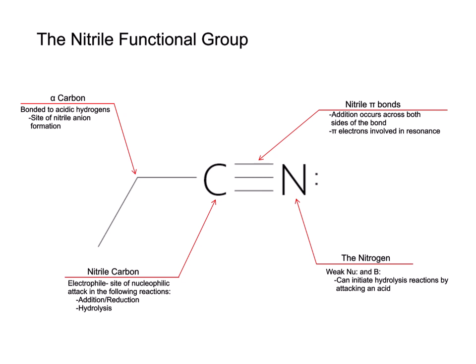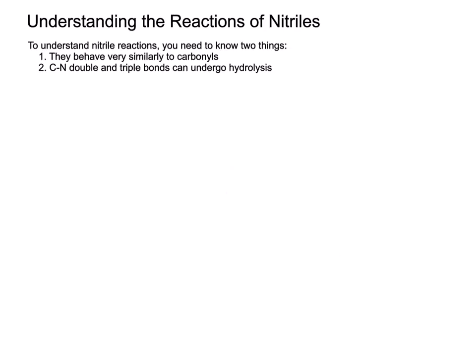When looking at the nitrile carbon, we should note the similarity of it to electrophilic carbonyl carbons. The carbon is an electrophile due to the electronegativity difference between the nitrogen and the carbon, and the resonance. As such, it is a site of nucleophilic attack in the following reactions: addition, reduction, and hydrolysis. And last, we have the alpha carbon. The alpha carbon is bonded to acidic hydrogens, and it's the site of nitrile anion formation, similar to the enolate with a carbonyl. We won't be focusing on the alpha carbon in this video. Let's move on to understanding the reactions of nitriles.